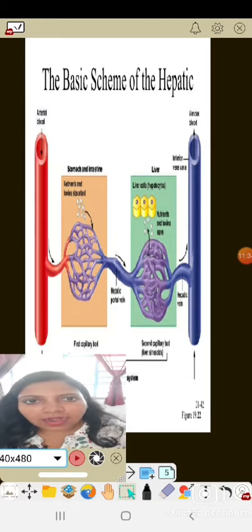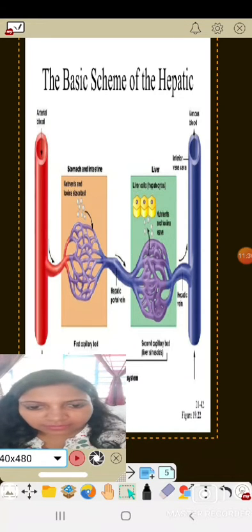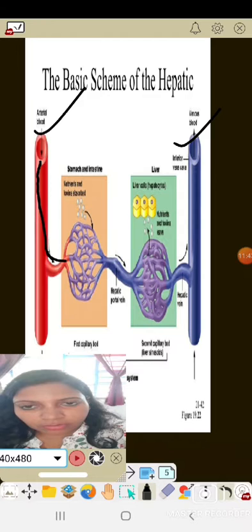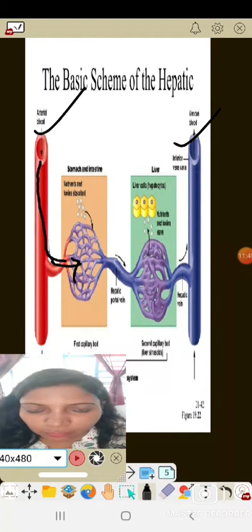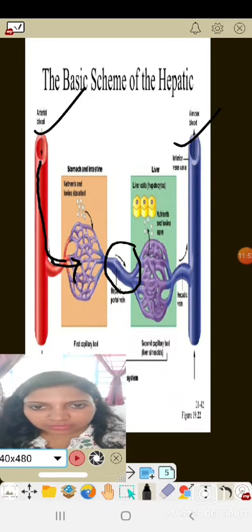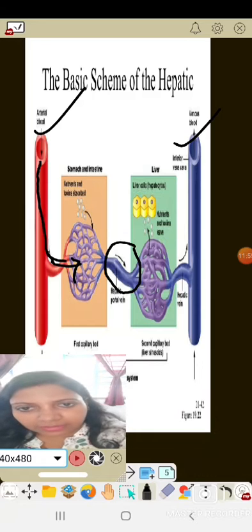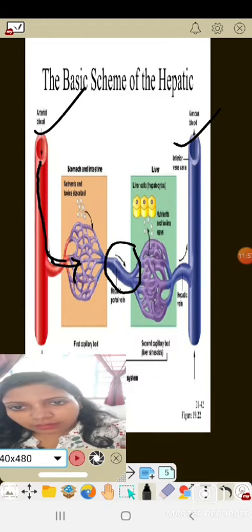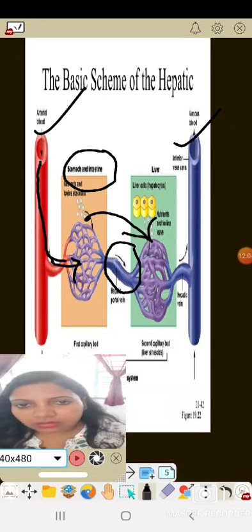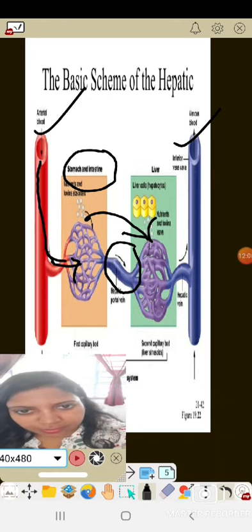So, here are the arteries and veins, as I have explained, from the artery, what we call the hepatic portal vein. This hepatic portal vein plays the main role in the hepatic portal system. It will carry the blood from the capillaries of the stomach and intestine, and then it will enter into the liver through the hepatic portal vein.